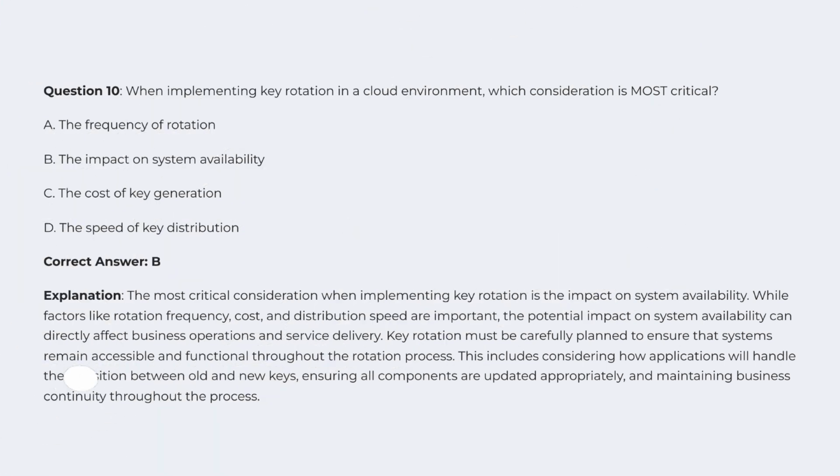Correct answer, B. Explanation. The most critical consideration when implementing key rotation is the impact on system availability. While factors like rotation frequency, cost, and distribution speed are important, the potential impact on system availability can directly affect business operations and service delivery. Key rotation must be carefully planned to ensure that systems remain accessible and functional throughout the rotation process. This includes considering how applications will handle the transition between old and new keys, ensuring all components are updated appropriately, and maintaining business continuity throughout the process.